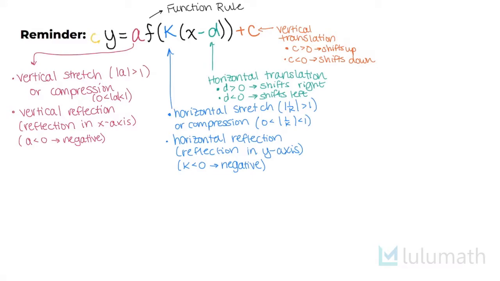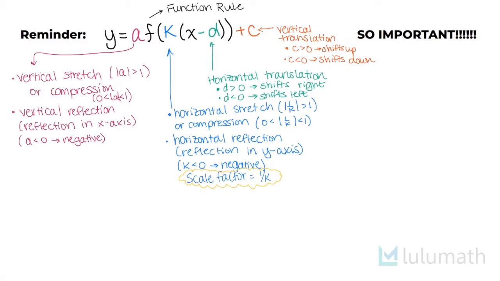So just a reminder that this is the general equation of a transformed function. The a value will tell us whether we have a vertical stretch or compression and whether we have a vertical reflection, or a reflection in the x-axis. The f here tells us our function rule. So is it an absolute value function? Is it a square root function? Is it a quadratic function? The k value will tell us our horizontal stretch or compression, as well as whether or not there's a horizontal reflection, or a reflection in the y-axis. The d value will tell us our horizontal translation, and the c value will tell us the vertical translation.